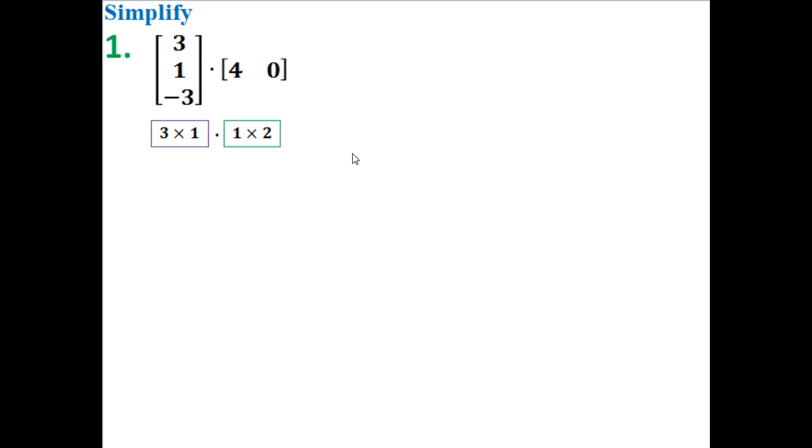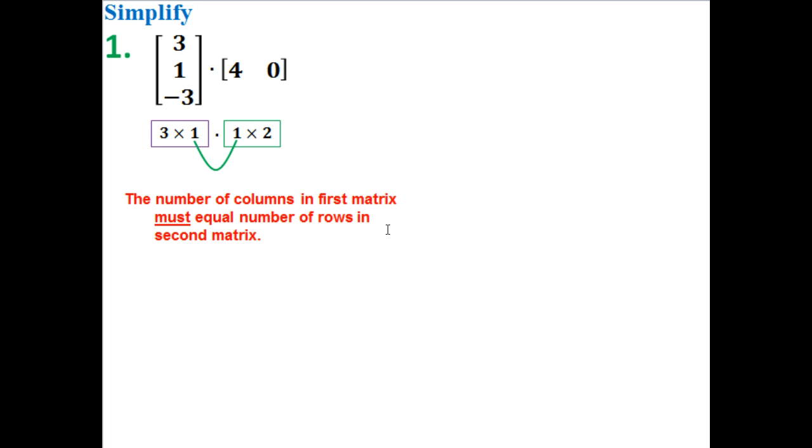Now that we have that information, what we want to focus on is these middle 2 numbers here. If these middle 2 numbers are the same, then we can indeed multiply these two together. The technical rule on this is if the number of columns in the first matrix equals the number of rows in the second matrix, we can multiply the two. But basically, as long as you're writing them in this order and the 2 middle numbers match up, we're good to go.